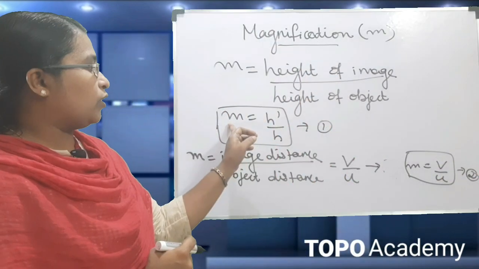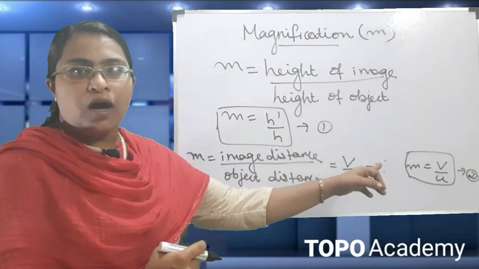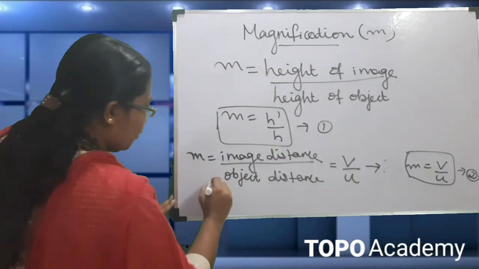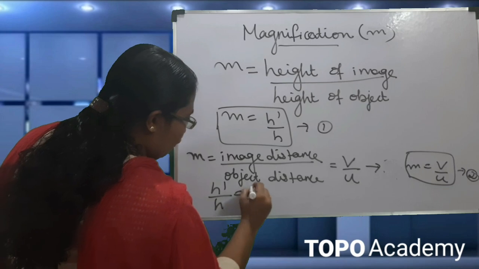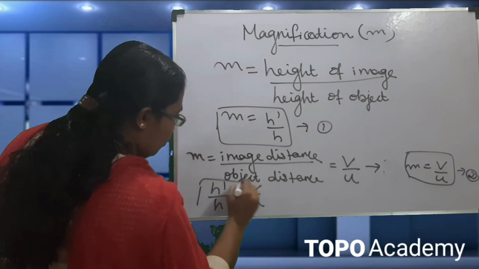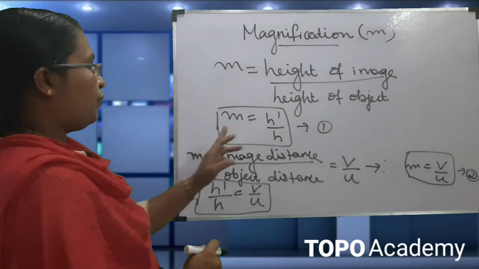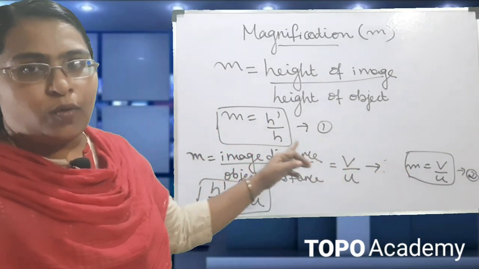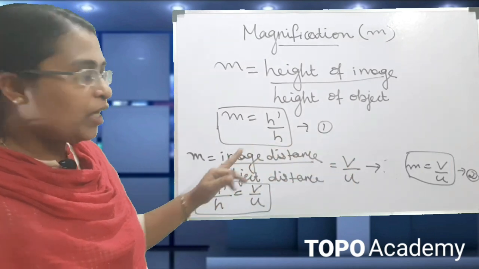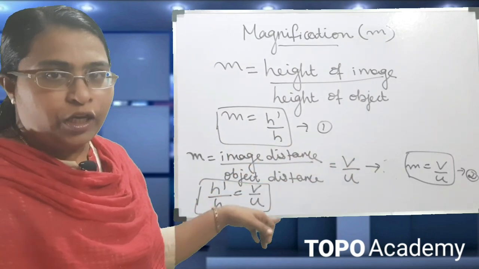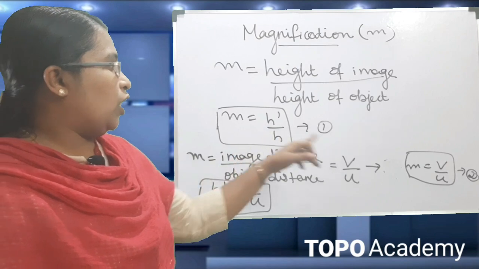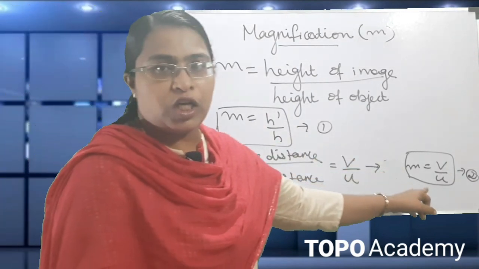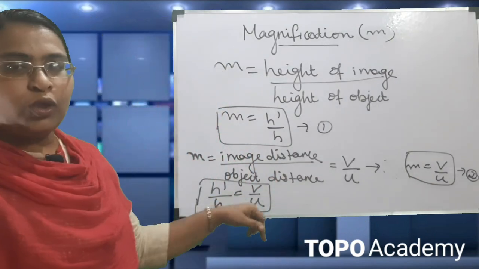The left-hand sides of equation 1 and equation 2 are the same, so we can equate them: h dash divided by h is equal to v by u. These three equations can be used for doing the problems: m is equal to h dash divided by h, m is equal to v by u, and h dash divided by h is equal to v by u.